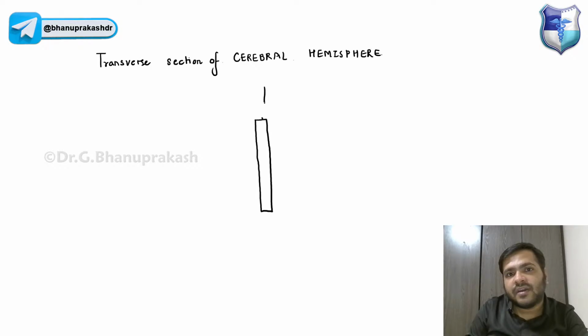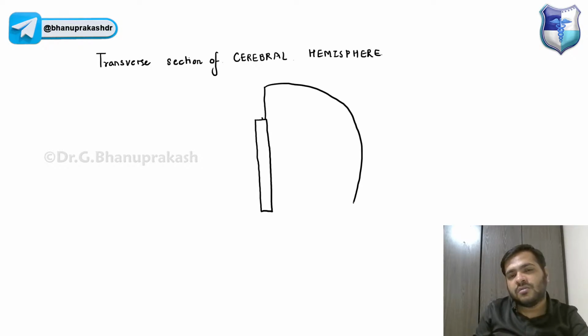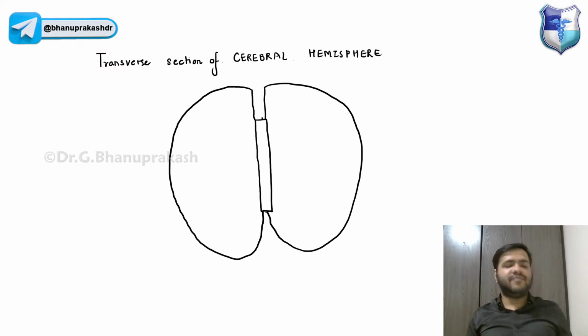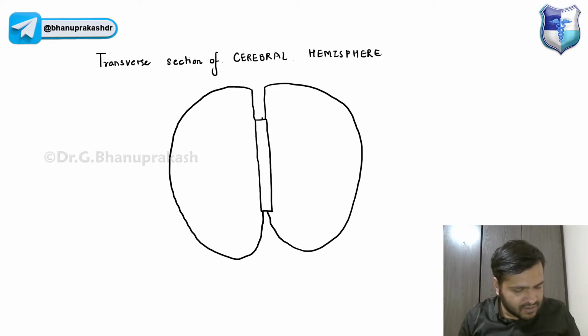Let me just try to draw this. Yes, we have the two cerebral hemispheres, which you can see running like this. We have these two cerebral hemispheres, guys, which you can see over here.